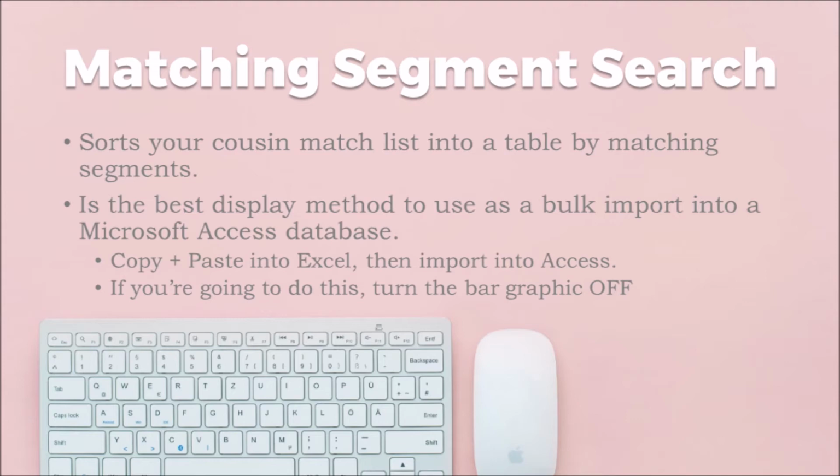One of the other things that this tool does is it takes every person, or at least as many people as appear on the list, and it puts them on a separate line by each segment that they have in common with you.